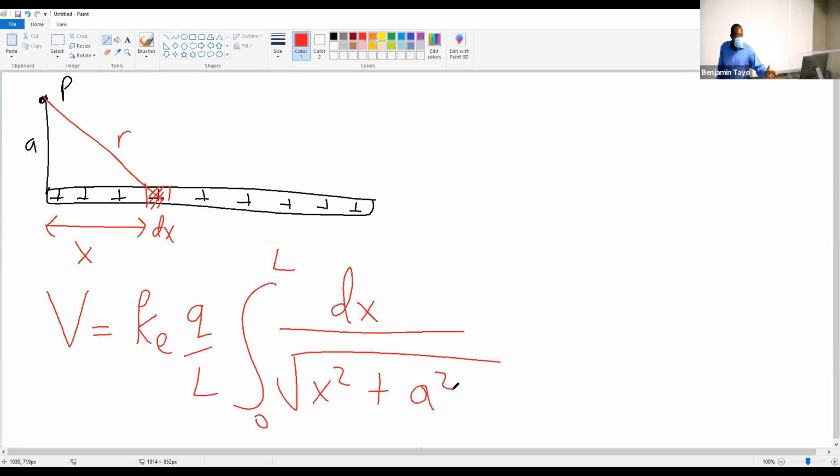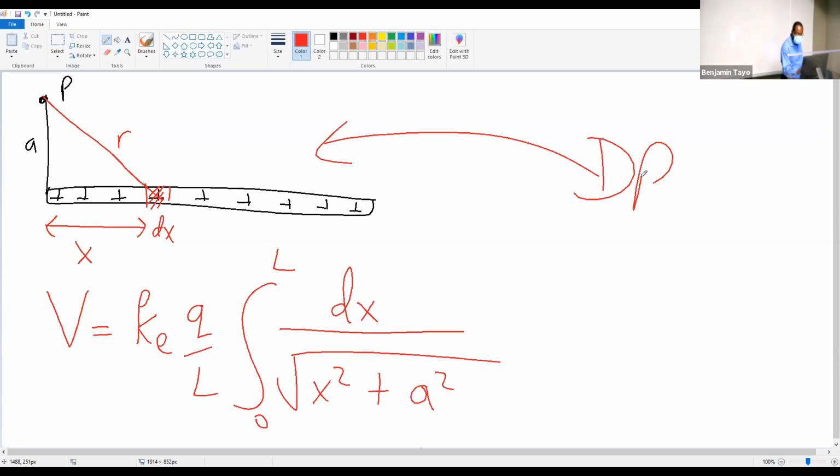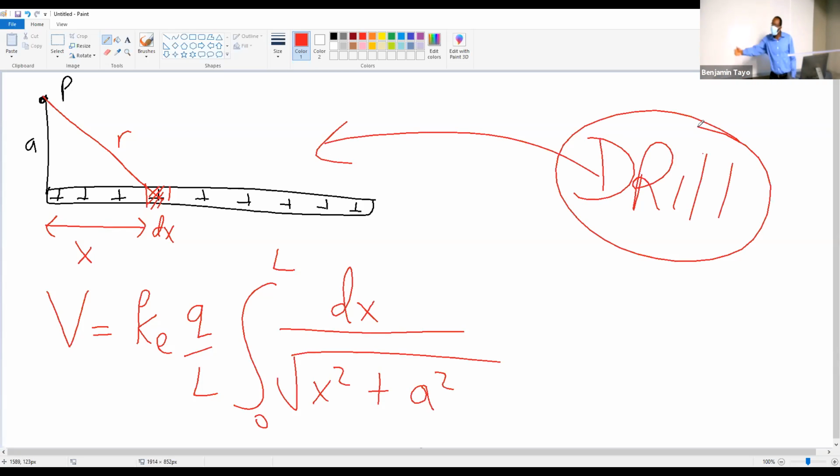So when to use negative L to plus L and when to use 0 to L just depends on where I'm calculating my potential. This is going to be in the drill tomorrow, so you have this in the drill. I'll give you this just to practice. But basically it's just to set up the integral, then use your table to look up the value.